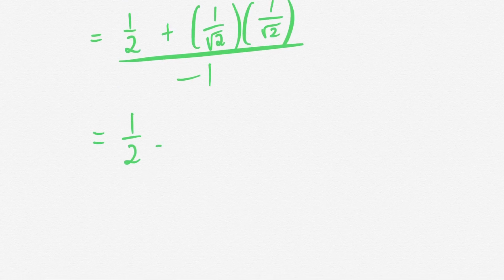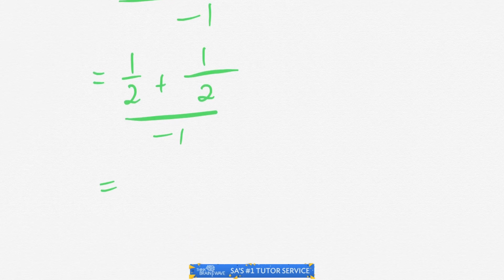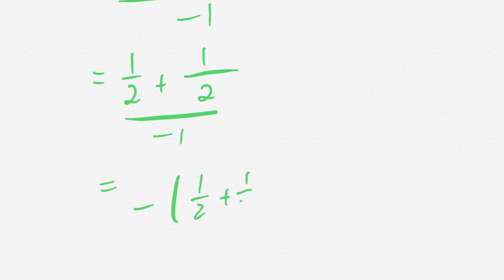You've now got a half plus a half on top, because 1 over root 2 times 1 over root 2 is a half. Now you've got a minus, so just put the minus on the left, open your brackets, and a half plus a half is 1. Right, and then you bring the minus in and you've got minus 1.